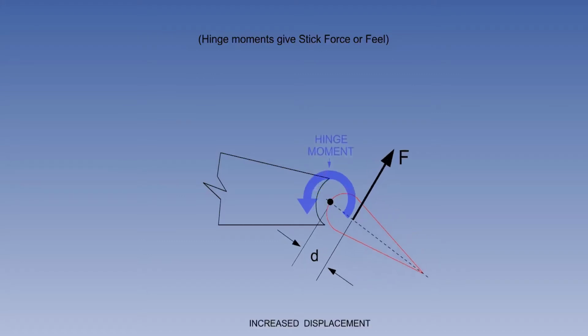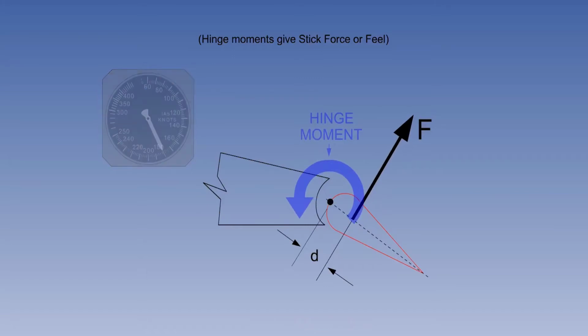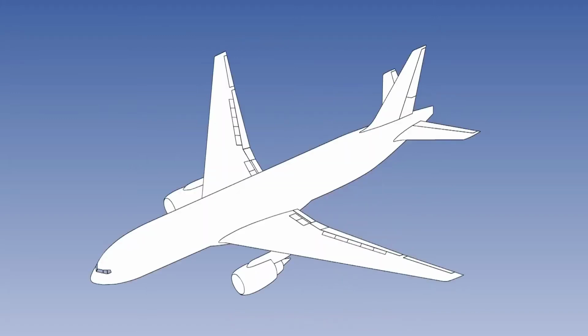If the control deflection is increased, so is the hinge moment. As the IAS is increased, the hinge moment is increased for the same control deflection. Larger aircraft require control surfaces of larger area, and this will also increase the hinge moment. So the greater the displacement, IAS or surface area, the greater the hinge moment.